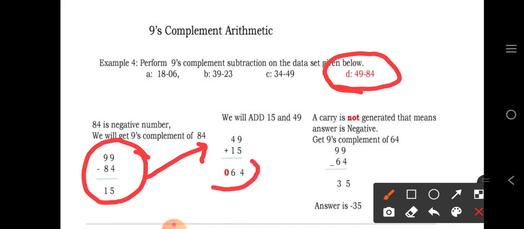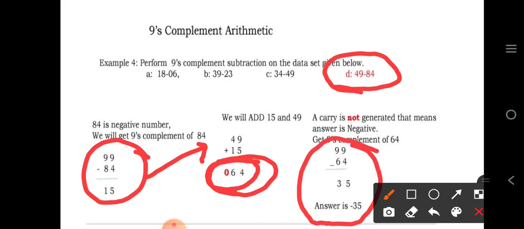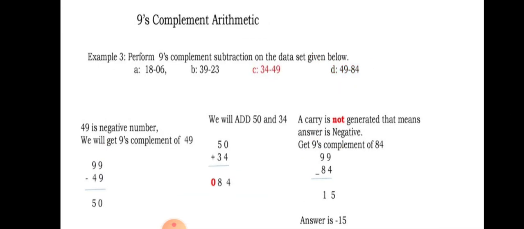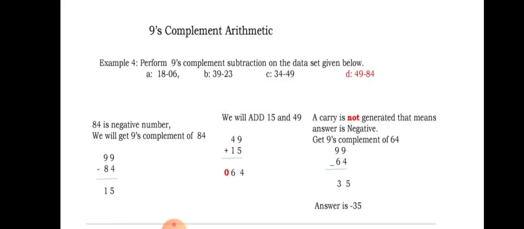We will get 0, 6, 4. Here carry is not generated. It means the answer is negative. If the carry is not generated, the answer is negative. So if the answer is negative, the third step we have to follow is to get the 9's complement of this number 64. To get the 9's complement, we have to subtract 64 from 99. We will get 35, and we just put the negative sign in front of the answer. So the answer of this fourth question is minus 35.